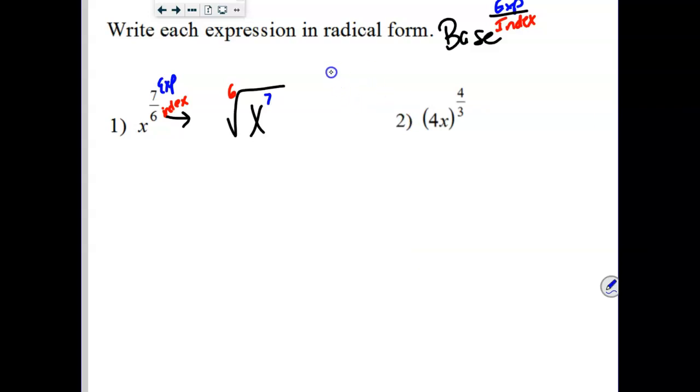So what you guys just verbalized to me is actually the final answer to this. You guys told me that 7 divided by 6 is 1 with a remainder of 1. What does that look like for a radical? Well, I'm going to show you this a little differently.